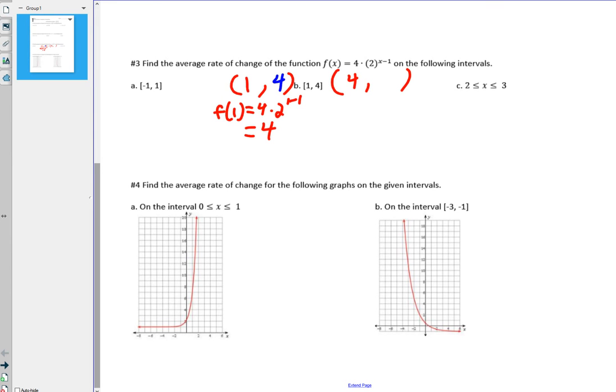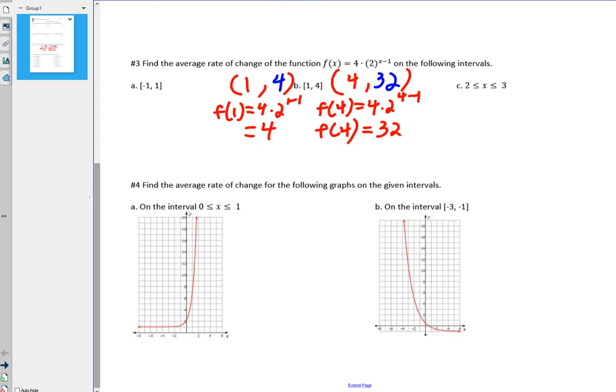Then for the next one, f at 4 is 4 times 2 to the 4 minus 1. What is 4 minus 1? It is 3. Then order of operations says do the exponent. What's 2 to the 3rd power? And please don't say 6. It is 8. 2 to the 3rd is 8. And what's 4 times 8? 32. So this is the 32.